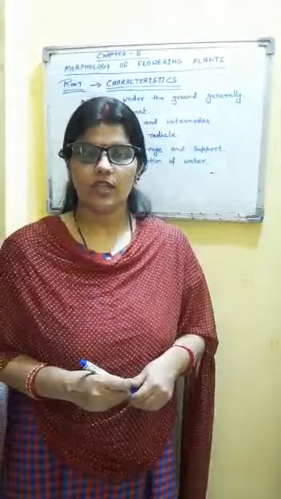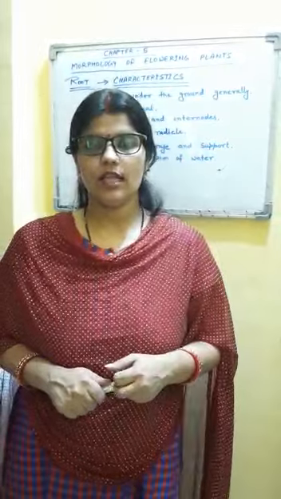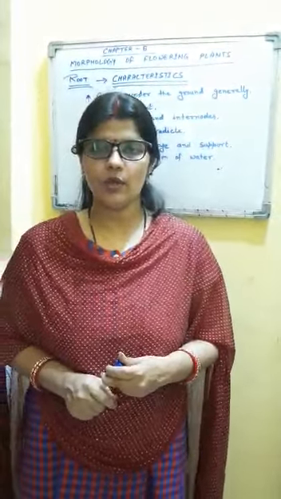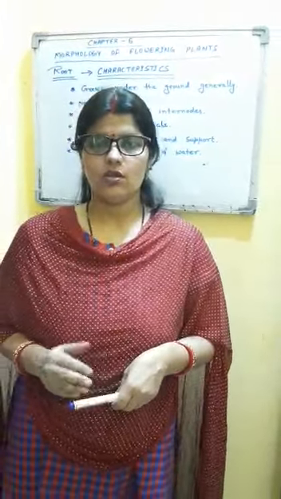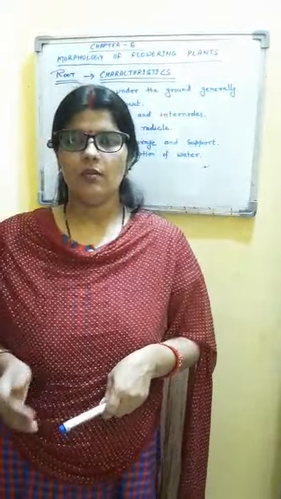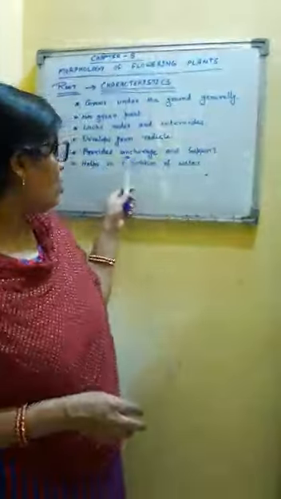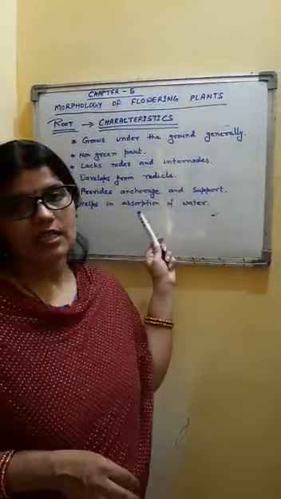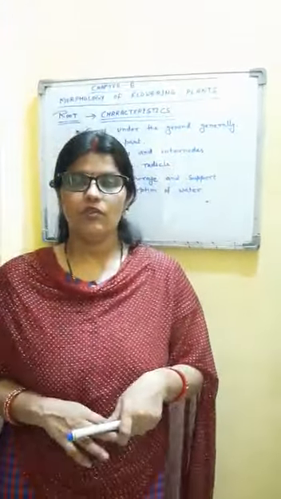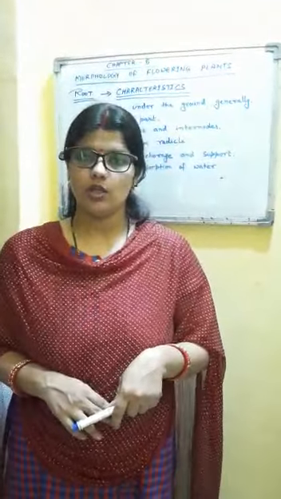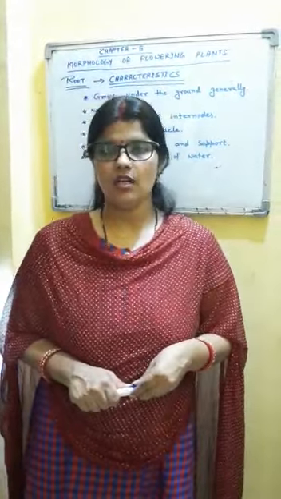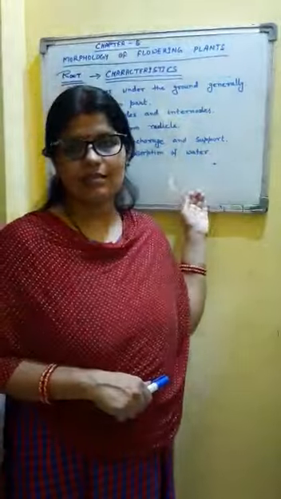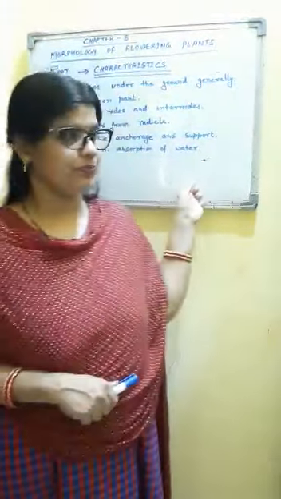Root develops from radicle. It goes deep down the earth, and the function of root is that it provides anchorage and support to the plant. It helps the plant to stand in the soil. So it fixes the plant in the soil, provides support and anchorage, and the other function is that it helps in absorption of water with the special structure present in it called root hairs. So with the help of root hairs, roots help to absorb water and minerals. So these are the characteristics and functions of root.